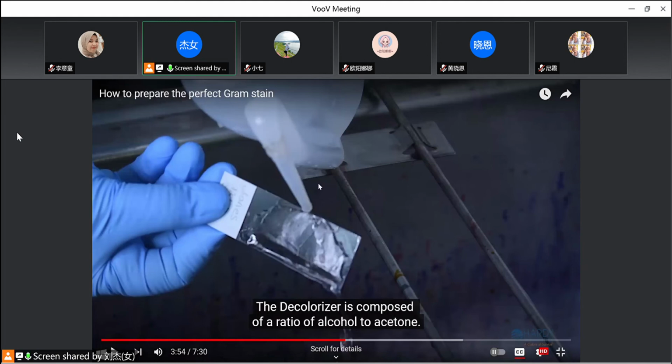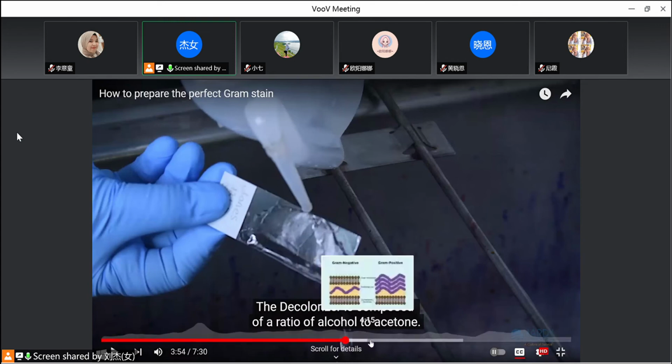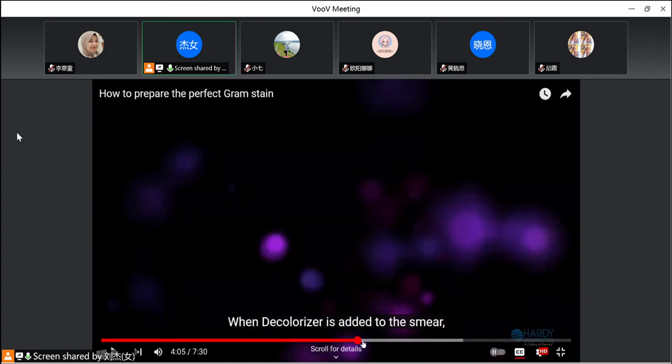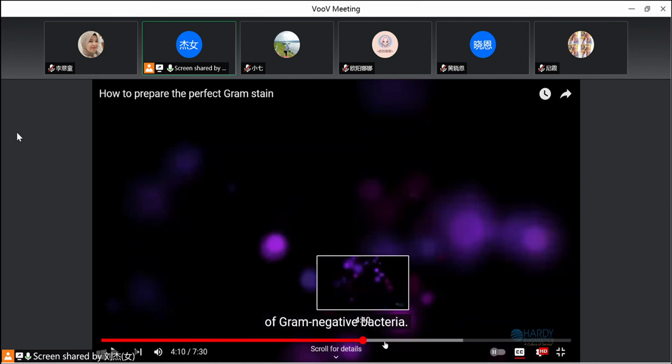Decolorization. This step is to remove the extra color. So it means do not wait for a long time. Do not do the step for a long time. Otherwise, maybe not all the color, but some of the color can fade. Fade means the color will be lighter and lighter. Then maybe you cannot distinguish the true gram-positive and the gram-negative bacteria.